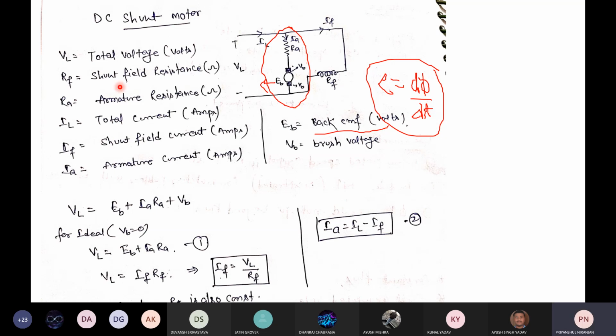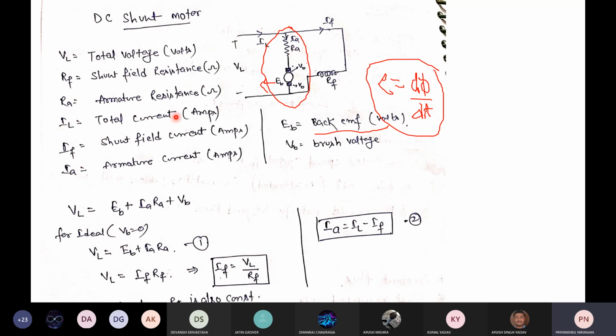Okay, RF is the shunt field resistance. Why do we call it the shunt field? Because of the shunt winding. So IF is the notation for the shunt field winding. Armature, RA is the armature resistance. This one, RA, is the armature resistance.